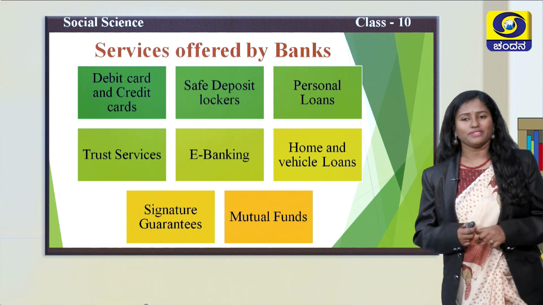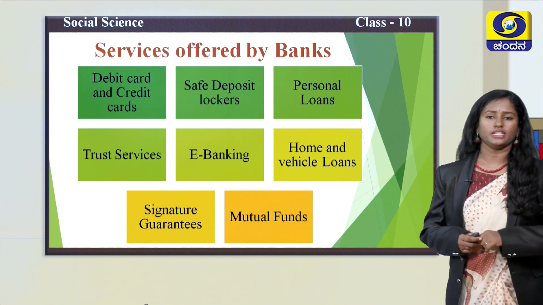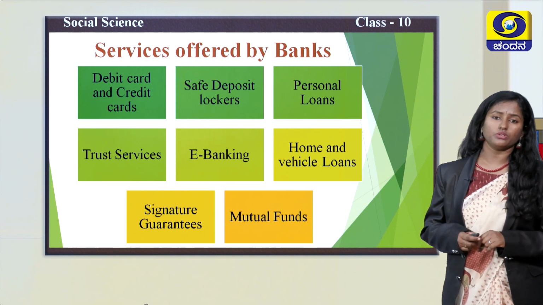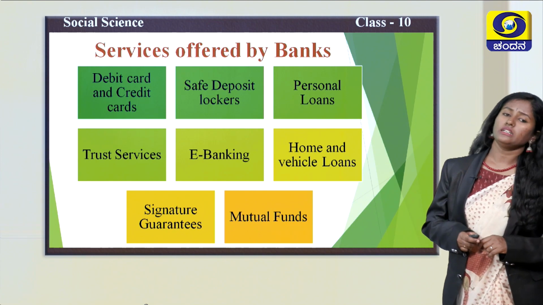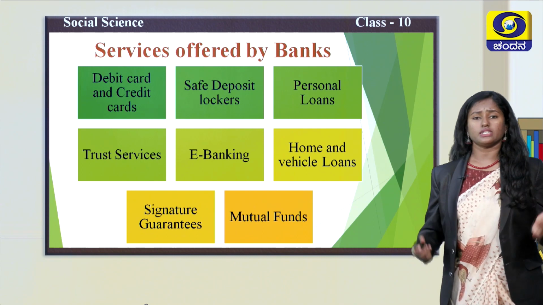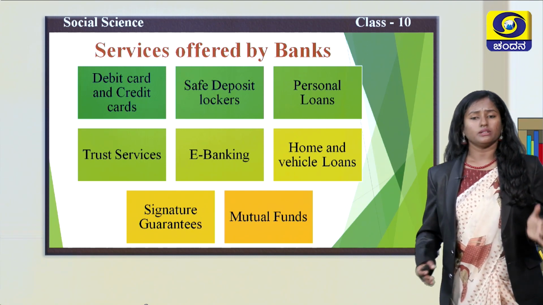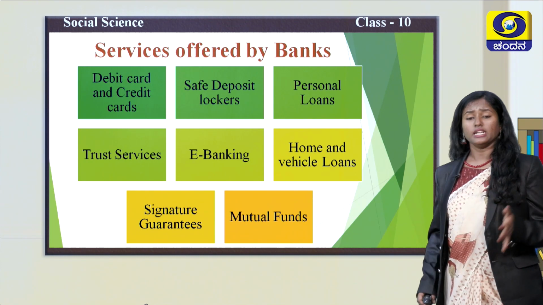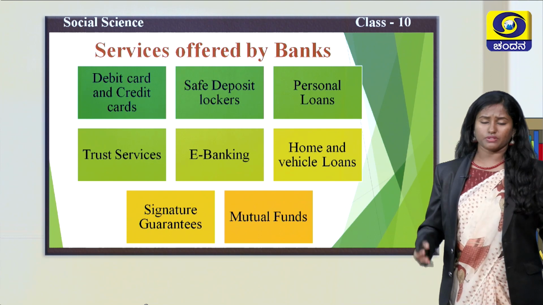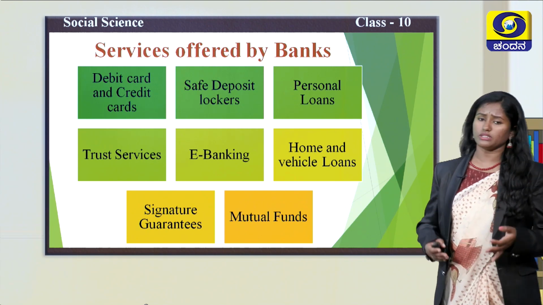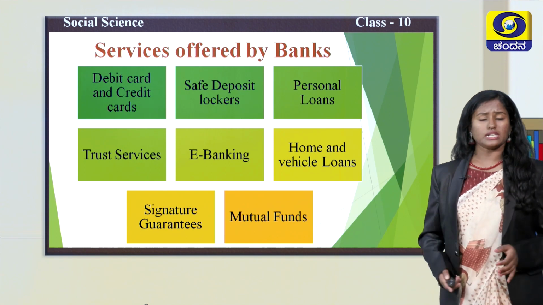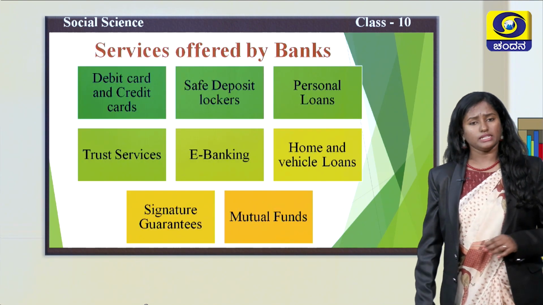Home and vehicle loans. In case you are an individual and you want to buy a house, definitely the bank will come forward to give you loans, including vehicle loans. Signature guarantees and mutual funds are also services provided by the bank. Mutual funds are long-term investments wherein you cannot get the returns immediately; it takes a tenure of 1 year, 2 years, or 3 years. It takes quite a long period of time. So these are the services offered by the banks.